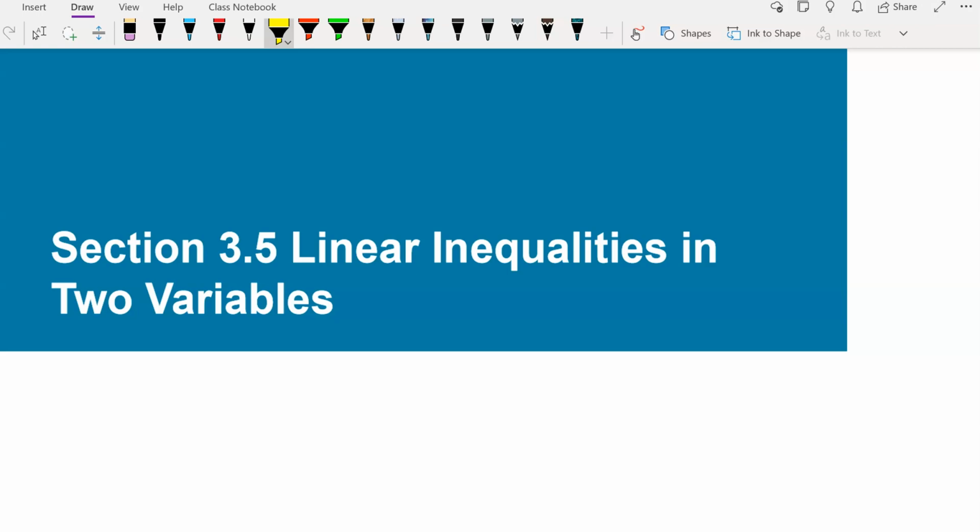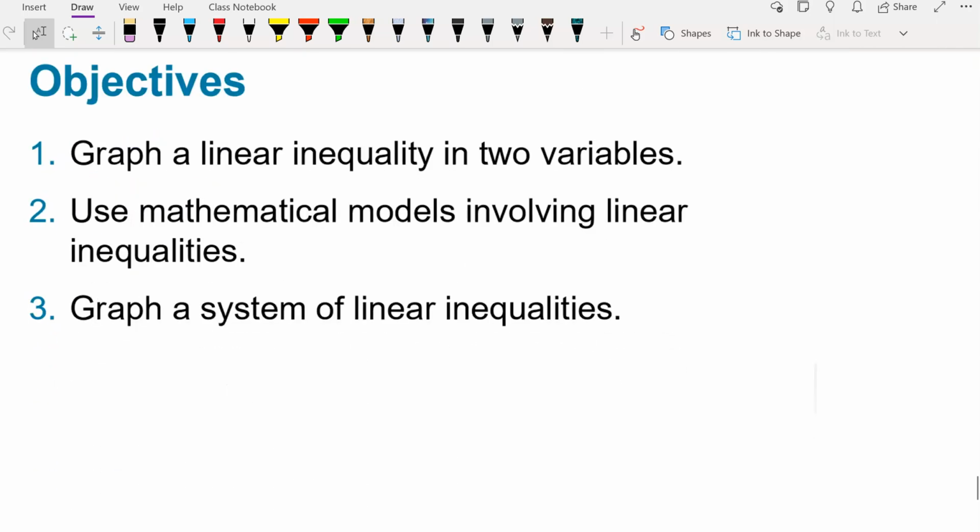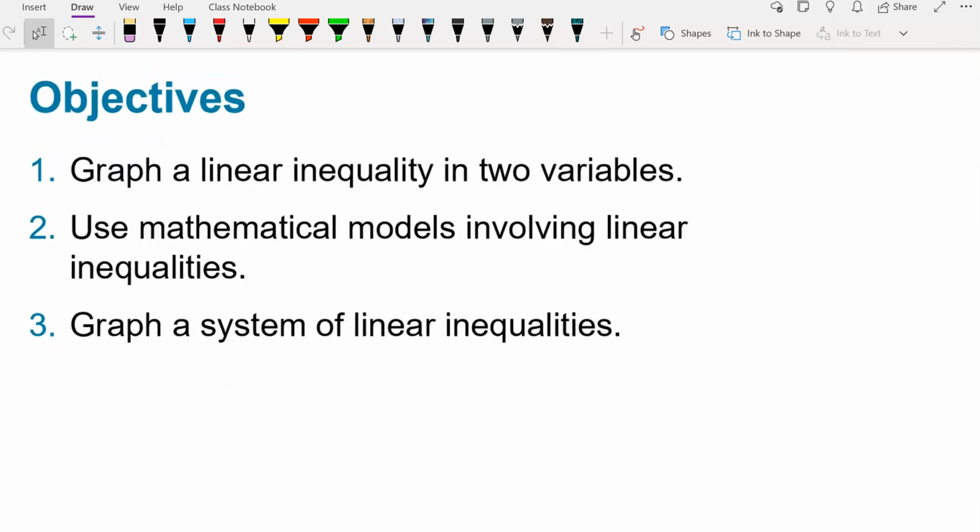Welcome back. This is 3.5, linear inequalities in two variables. Our objectives are: graph a linear inequality in two variables, use mathematical models involving linear inequalities, and graph a system of linear inequalities.